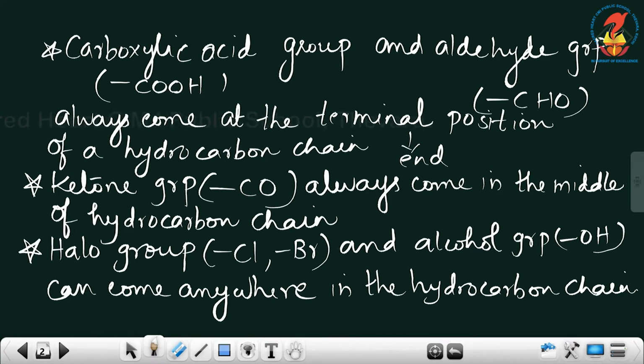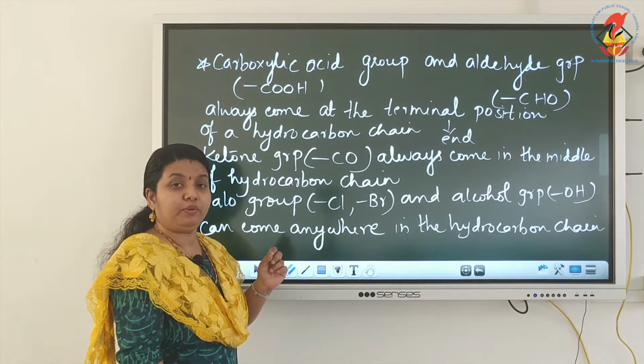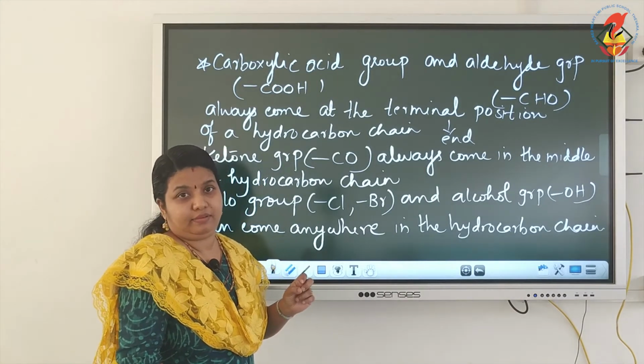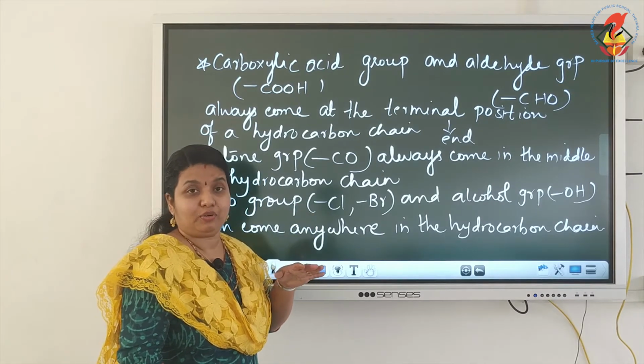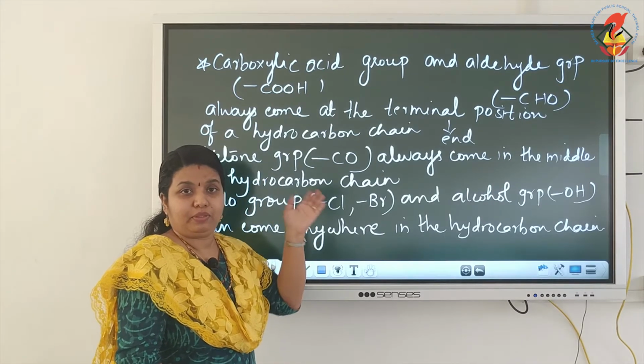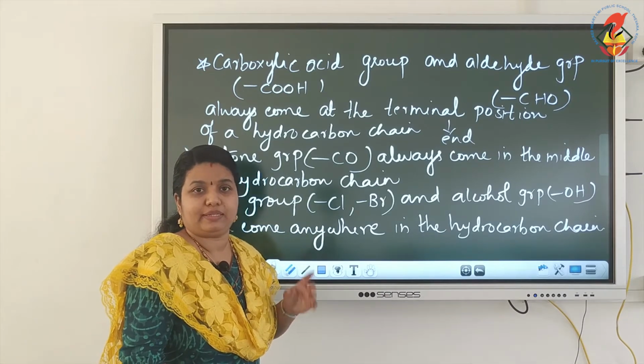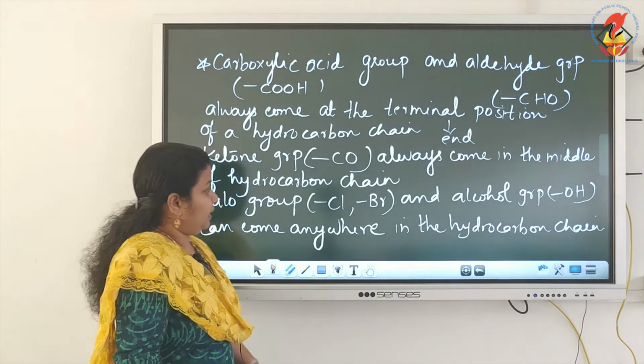But second point, ketone, CO group, always comes in the middle of the hydrocarbon chain. It will not come at the end, because the functional group as such is CO with two bonds: one bond on the left hand side, one bond on the right hand side. So, it always comes in the middle of the hydrocarbon chain.